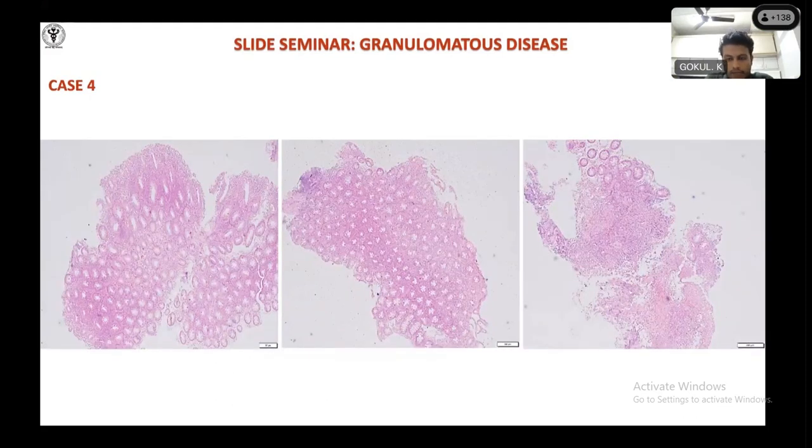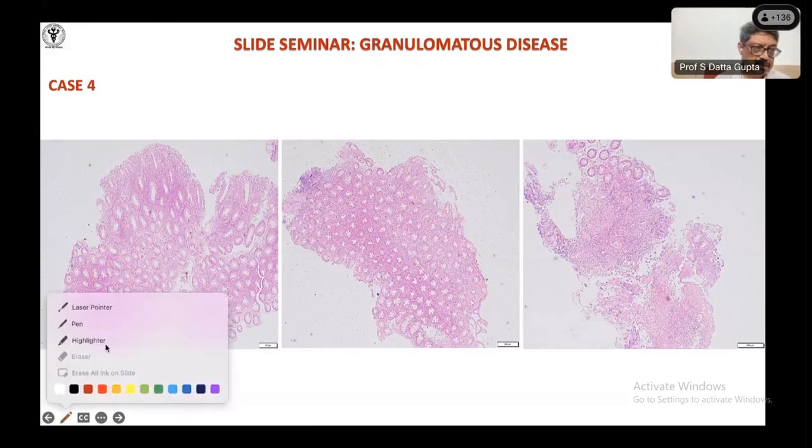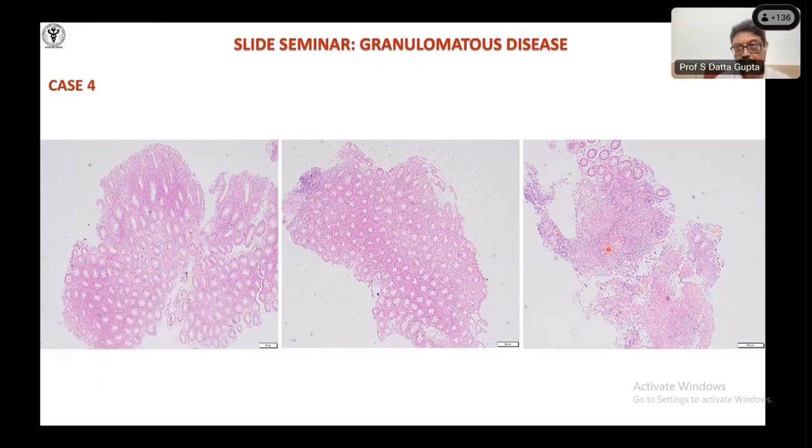Yeah, what are you finding? So, the section shows colonic biopsy bits. Here the crypts are more or less preserved, the architecture is preserved in the initial sections. In the third section, towards the deeper tissue, there are some necrosis-like changes happening. Okay. In this tissue, we see one thing. Here there is necrosis, and there is hardly any inflammation. There might be other areas. Here there is more inflammation, here it is less. Okay, now we'll go to the next one.